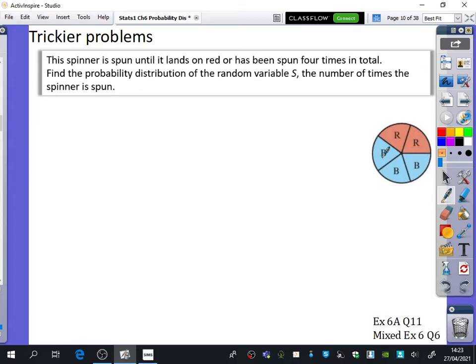So I've got this picture of a spinner here with 2 reds and 3 blues, and it says this spinner is spun until it lands on red or has been spun 4 times in total. Find the probability distribution of the random variable S, the number of times the spinner is spun.